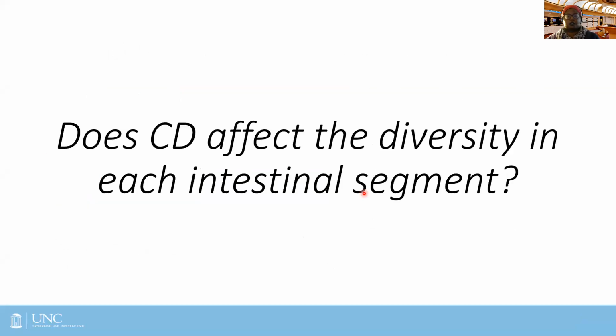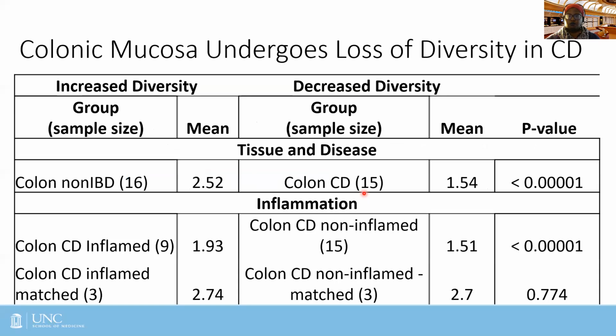So the first question we wanted to see was, does Crohn's disease affect the diversity in each intestinal segment? Since we're using mucosal biopsies, we have the ability to look at region-specific changes. We noticed, like in previous studies, the colonic mucosa does undergo a loss of diversity in the presence of Crohn's disease. As seen here, we have the mean and the group sample size. If it's on the left, that means that group increased in diversity. If it's on the right, that means that group decreased in diversity, as well as p-values. And we see that compared to non-IBD patients, the colonic mucosa has a lot less diversity.